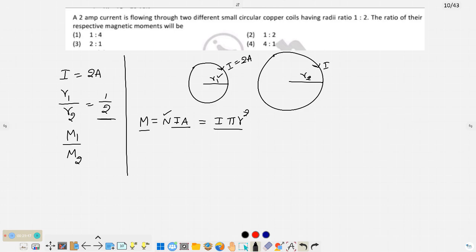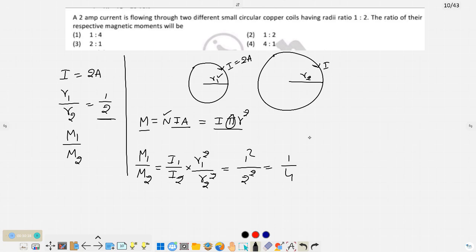So in this case, the ratio of magnetic moments, we can write m1 by m2 is equal to, pi is constant for both, so I can take the ratio of currents I1 by I2 into R1 square by R2 square. Here also current is same, so no need to take the current value, it will get cancelled. So simply I can write R1 square by R2 square. R1 value is 1, that is 1 square, and R2 value is 2, that is 2 square. 1 square by 2 square is nothing but 1 by 4.